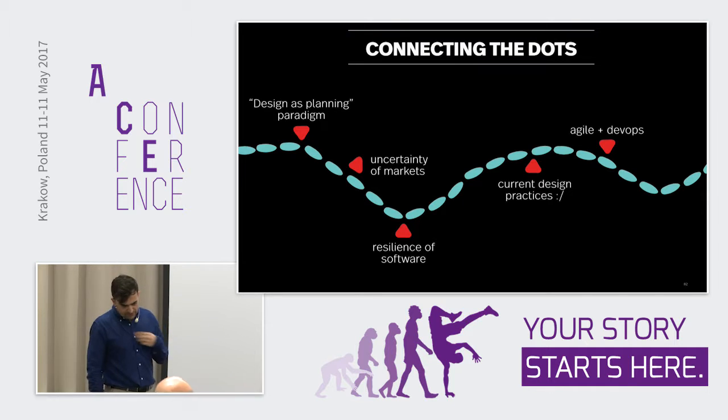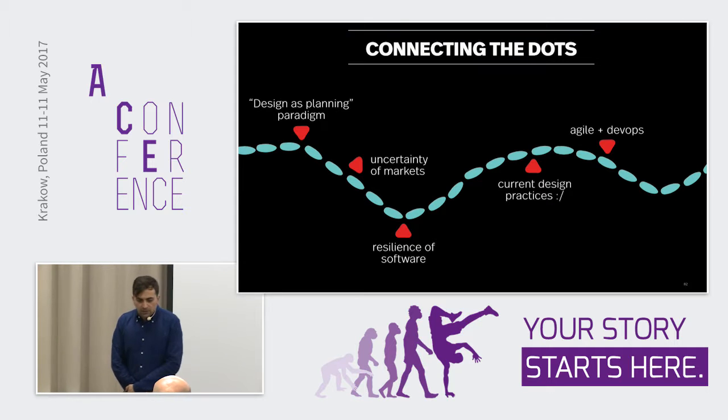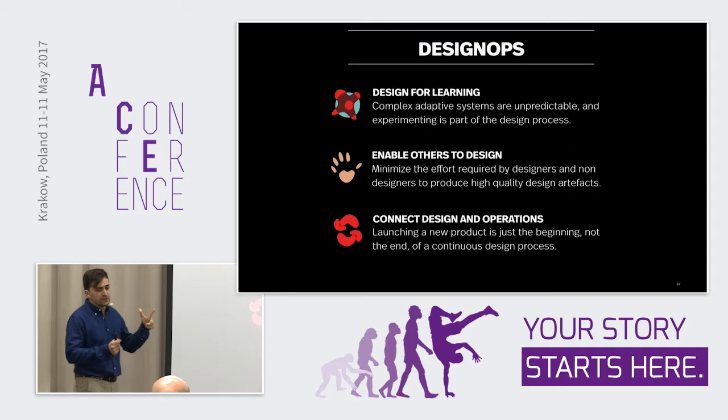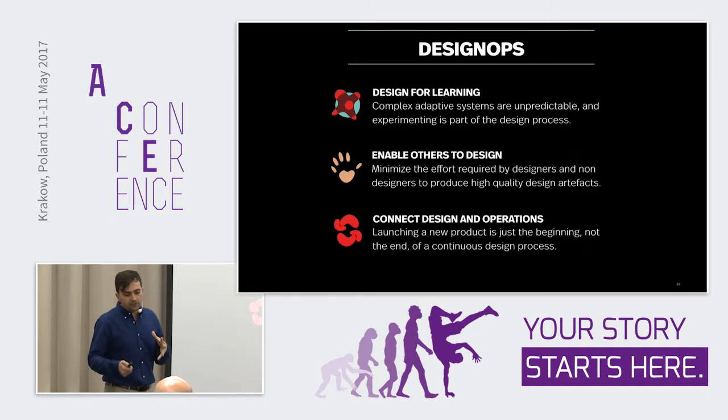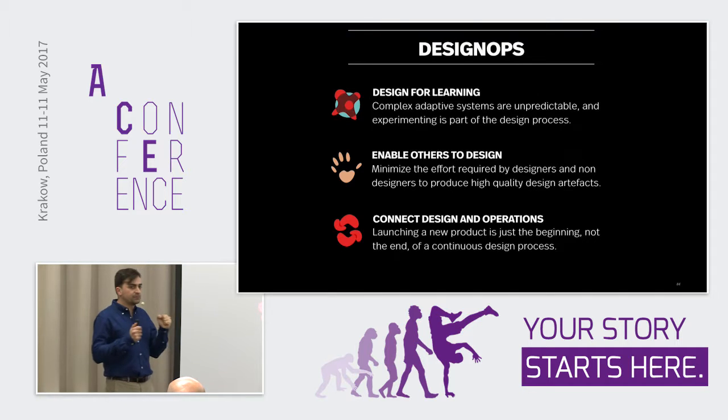And we see that there are some things coming from the agile movement and from the DevOps idea that can be very helpful because it can lead to this idea of design ops, design operation. And when we are talking about design ops, we can sum up the things with those 3 points. So it's about design for learning. It's about designing things so we can maximize the capacity of exploring complex adaptive systems, pushing experiments out, and enable other people to design.